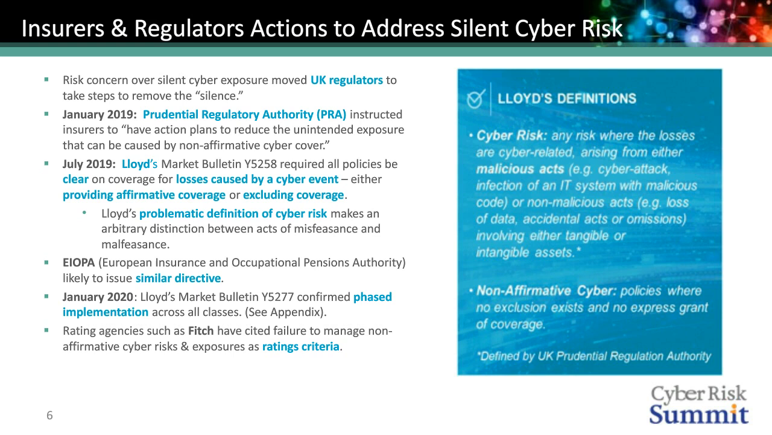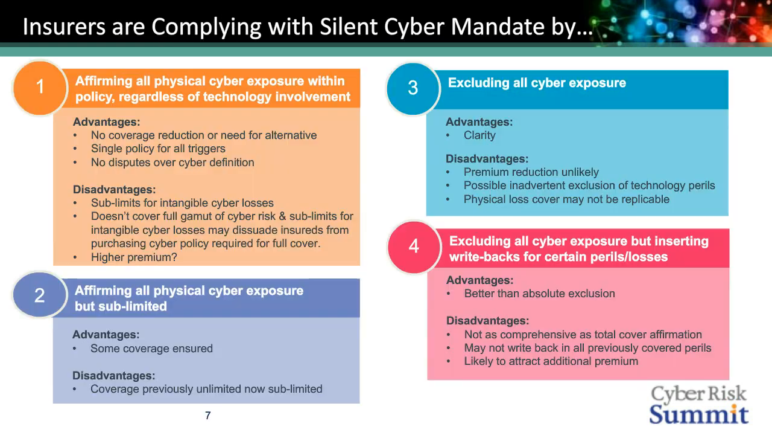Okay, so the question is, and we're going to talk a lot about this in the panel, how are insurers complying with this silent cyber mandate? Well, there are really four ways we're seeing that compliance happen, and in many ways, most property and casualty carriers are landing on one or two of these. The first is you can affirm all physical cyber exposures within policy regardless of technology. That's kind of the broker's dream. That's not what we're seeing, unfortunately.